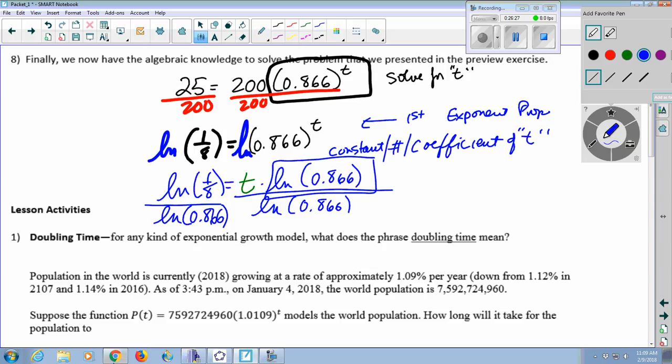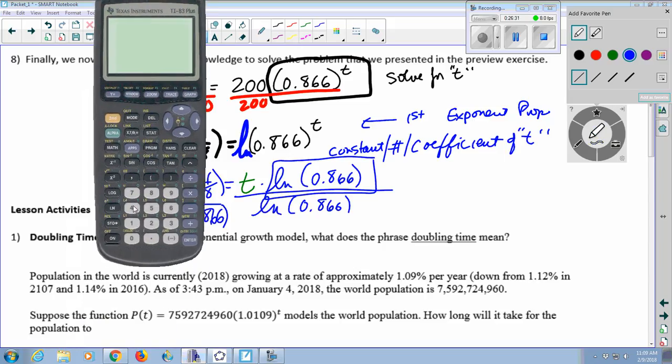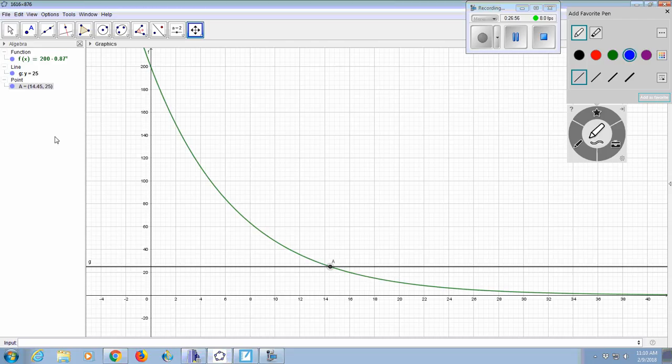All right, so let's find t by putting this into our calculator. So again, you could do common log or natural log. So we have the natural log of 1/8, which is the same as 0.125. And I'm going to divide that by the natural log of 0.866. And I get approximately 14.45 years. That's what we got from the graph too, wasn't it, when we did the GeoGebra graph? I believe that was exactly the same answer right here, 14.45.